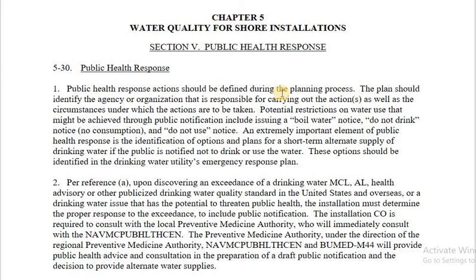Today we're looking at NavMed P5010 Chapter 5. So first off, NavMed P5010 is one you should really have memorized. That is the PrevMed stuff. So basically that's the Manual of Naval PrevMed. And Chapter 5 is all about water quality for shore installations, as you can see here.